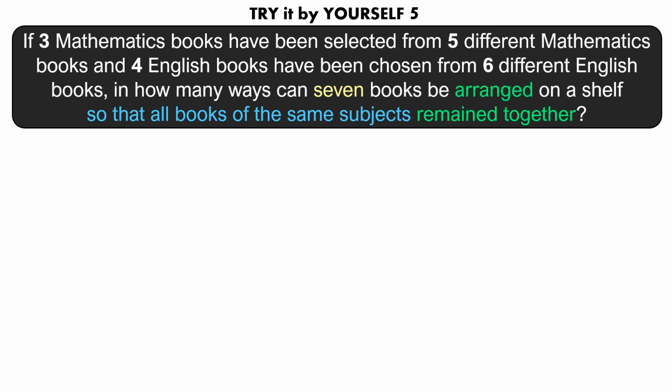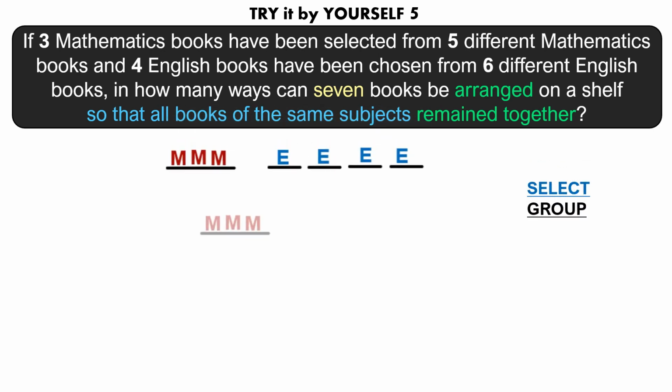If 3 mathematics books have been selected from 5 different mathematics books, and 4 English books have been selected from 6 different English books, in how many ways can 7 books be arranged on a shelf so that all books of the same subjects remain together? So here, let's consider the groupings of the two sets of books. To solve this kind of problem, you can use the following steps.